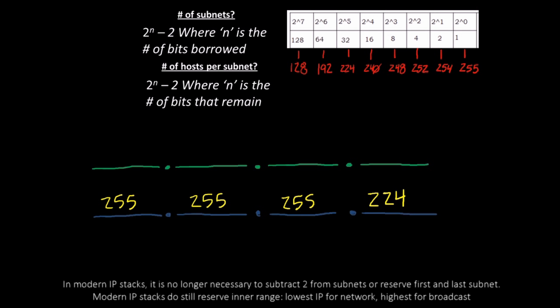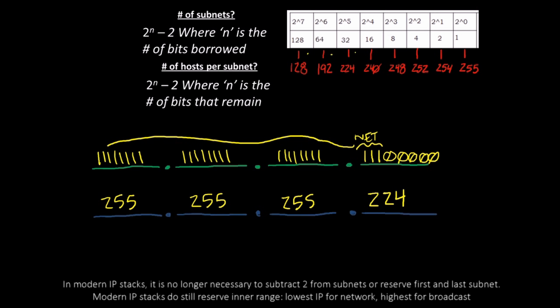So again, we're going to start off with binary. And of course, we have to calculate out what 224 is going to be. You can look up at your chart here. 128 plus 64 plus 32 is going to equal 224. So we know those first 3 bits are going to be turned on, and the last part is going to be off. That means these first 3 bits are borrowed and part of the network, along with all of these. And this section right here are the hosts.